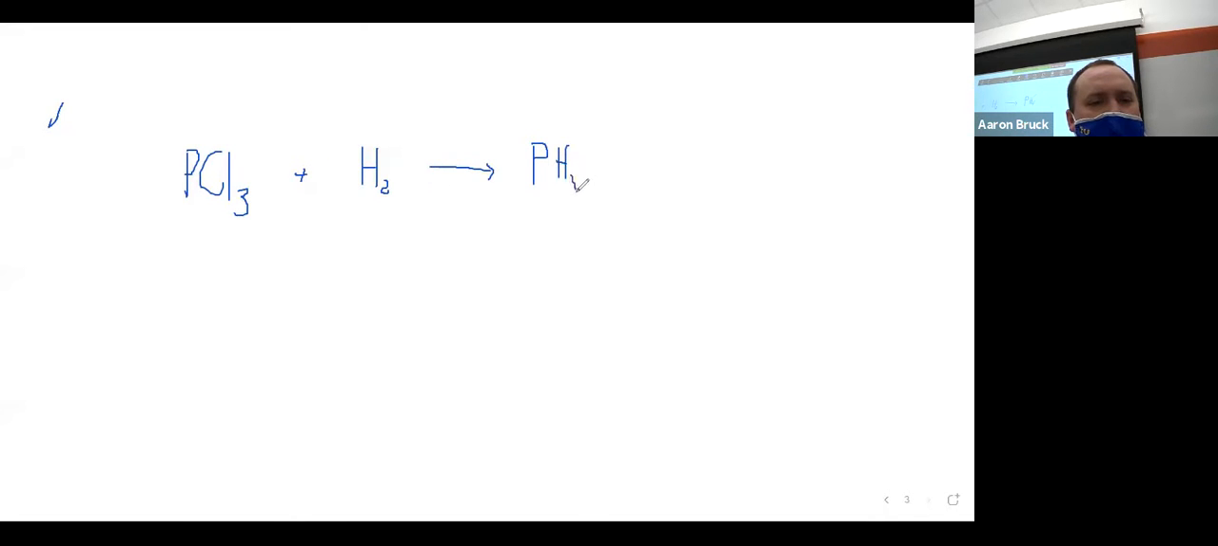All right, we've got one more example. And that is, we've got PCl3 reacting with hydrogen again to make PH3, phosphorus trihydride, and HCl.